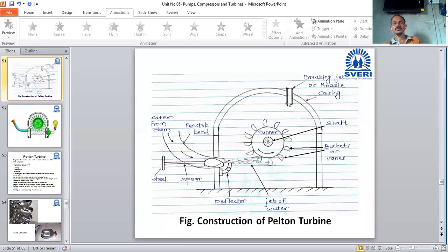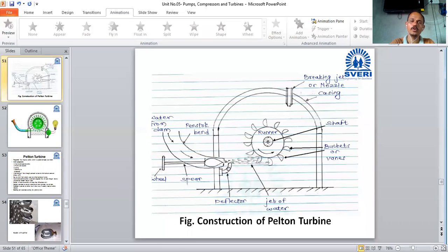So we will see construction and working of this Pelton turbine. Now observe here. I will tell construction. Here one shaft is mounted, which is balanced by the bearings. On two sides bearings are provided. On that shaft, runner is fixed. It means when runner rotates, shaft also rotates.